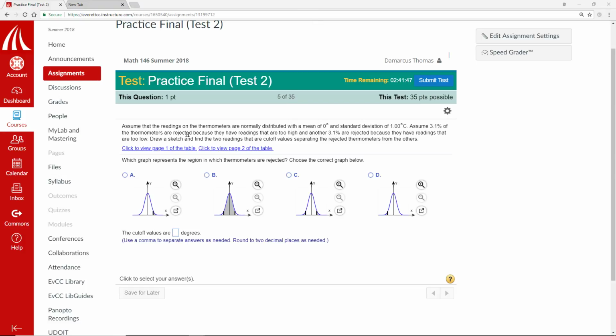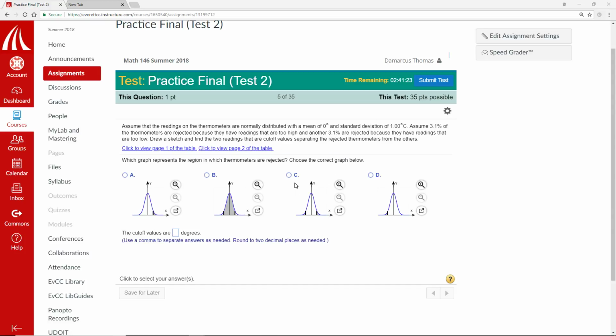It says assume that the readings of thermometers are normally distributed with a mean of 0 and a standard deviation of 1. That's the standard normal distribution. Assume 3.1% of the thermometers are rejected because they have readings that are too high, and another 3.1% are rejected because they have readings that are too low. Draw a sketch and find the two readings that are cutoff values.